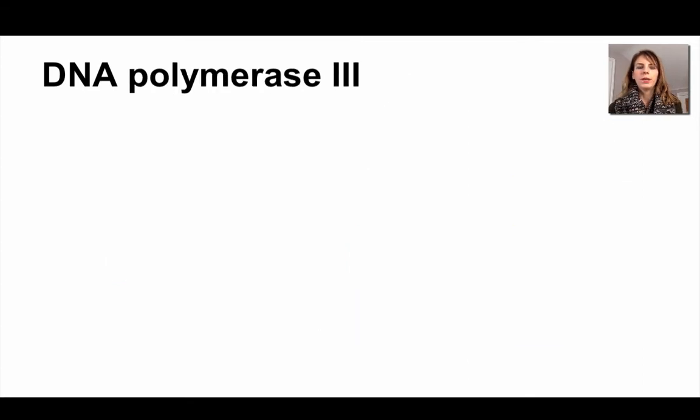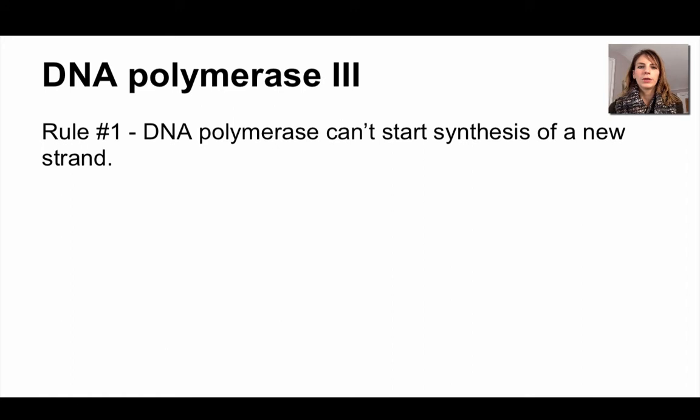Okay, so I mentioned at the beginning that one of the main enzymes that copies DNA is DNA polymerase. And specifically, there's a form of DNA polymerase called DNA polymerase 3 that's going to do the bulk of the copying. Okay, and so DNA polymerase 3 has some rules that it follows. So even though it's really good at making new DNA, it actually can't start the synthesis of a brand new strand on its own. It needs a little bit of help.